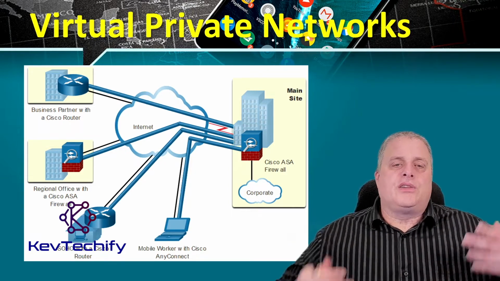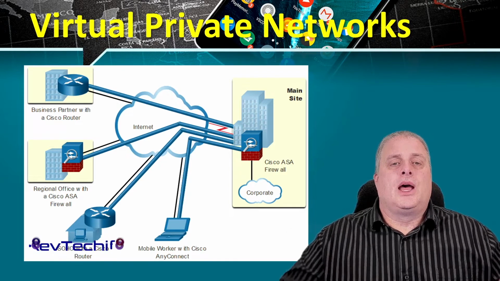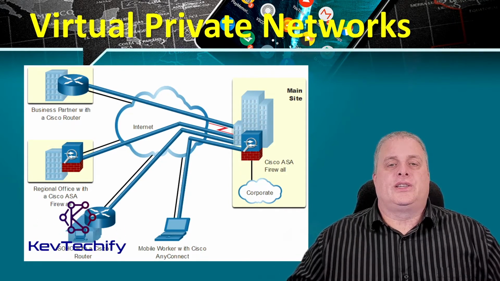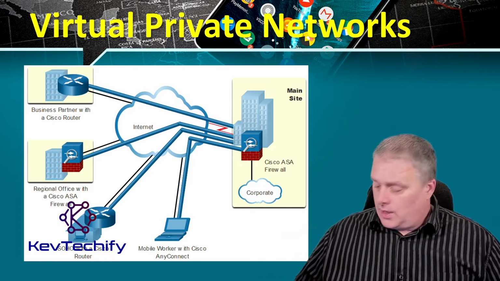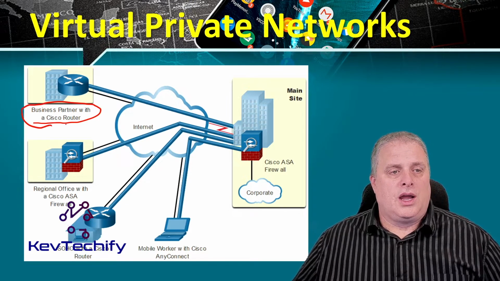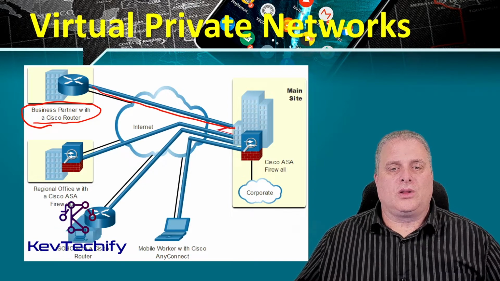Here we have a collection of various types of VPNs managed by an enterprise's main site. The tunnels enable remote sites and users to access the main site's network resources securely. In the upper left, we have a business partner with a Cisco router, and we create a site-to-site VPN between their location and our location.